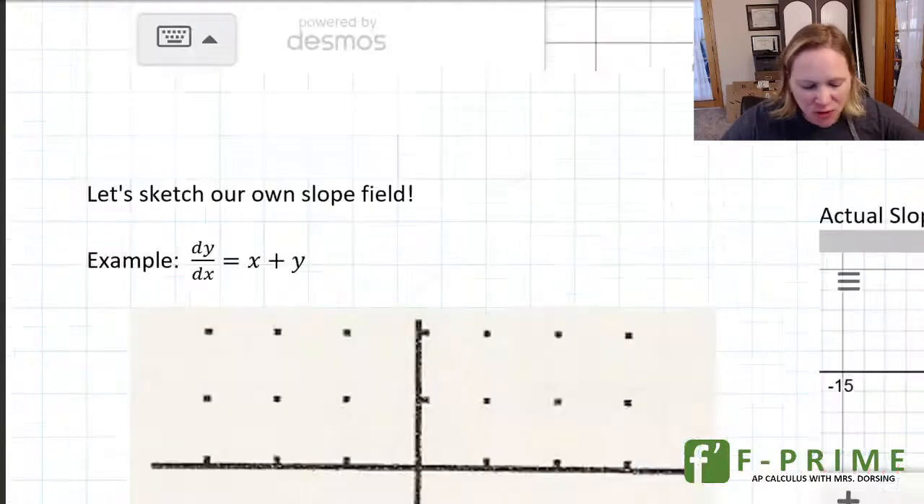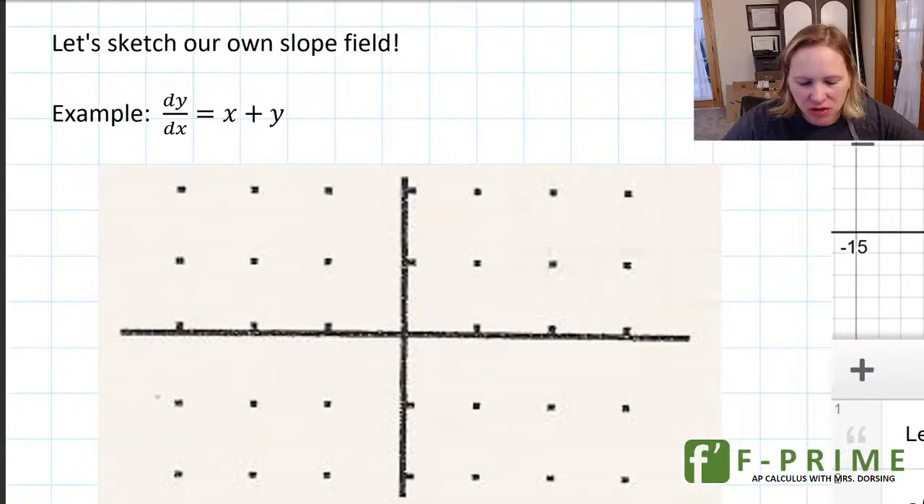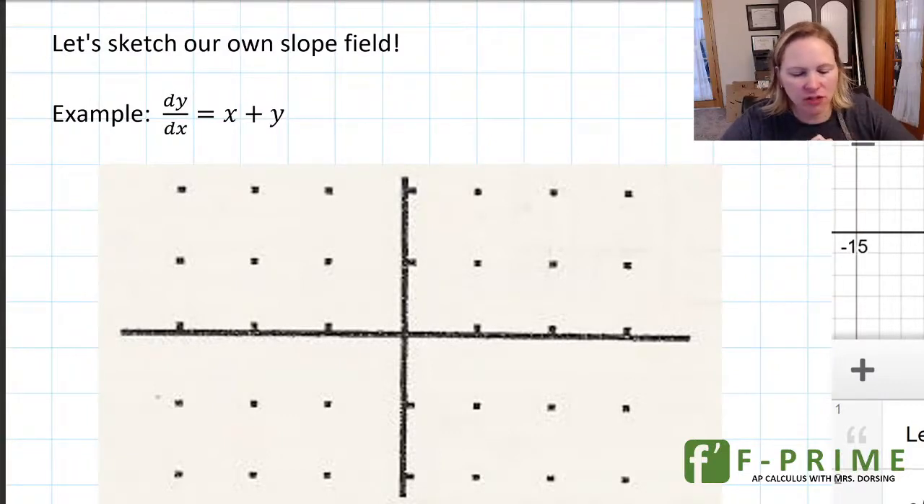Now, if we want to sketch our own slope field, let's talk about how we're going to do that. So here is an example of something we can start with. So I have an equation, a differential equation, that I cannot solve. So the key here to slope fields is that usually we can't solve them. If we could solve this, then we'd get our solution and we wouldn't need a slope field.